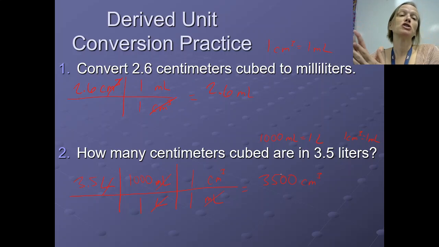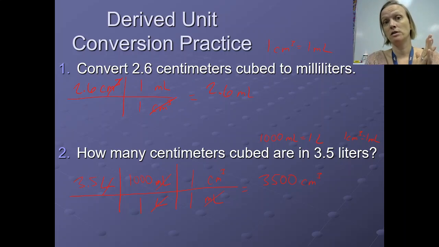So, dimensional analysis works on these derived SI units, as well as converting between other quantities. I hope this helped.